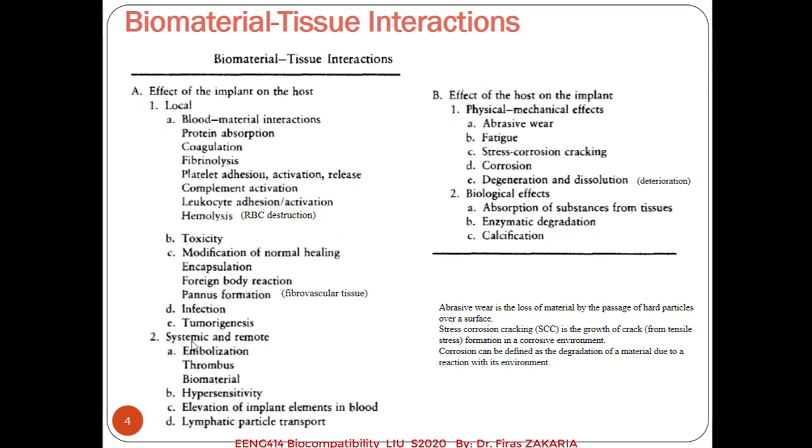We also have systemic effects like embolization, meaning formation of an embolus. An embolus is a blood clot, a thrombus; a thrombus is also a clot. Then hypersensitivity, and elevation of implant elements in the blood.